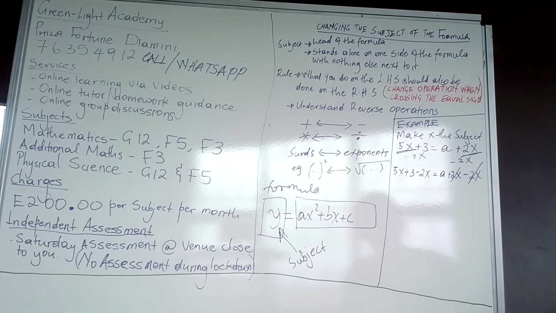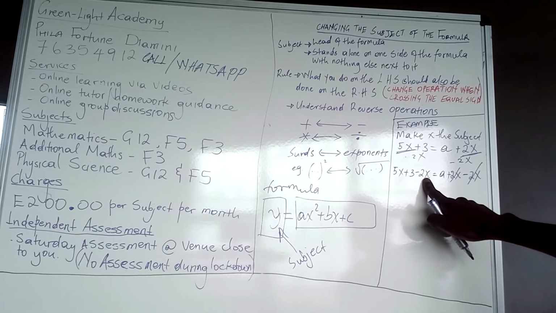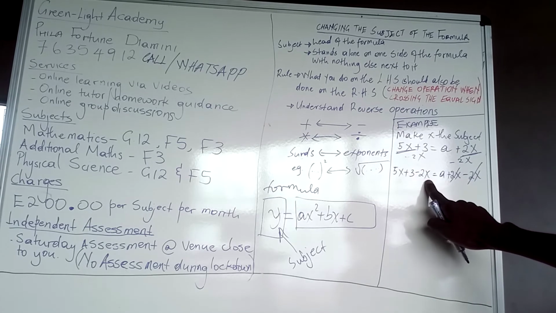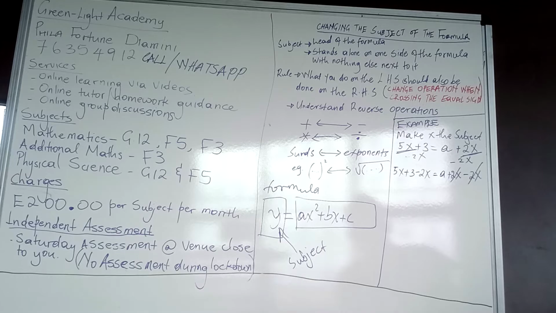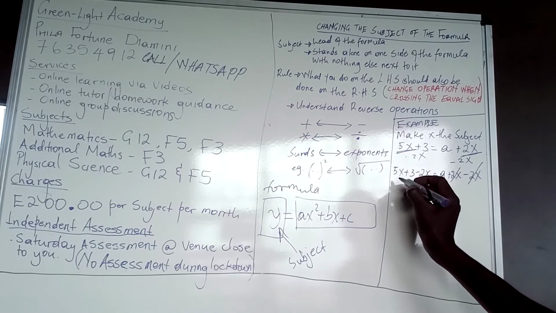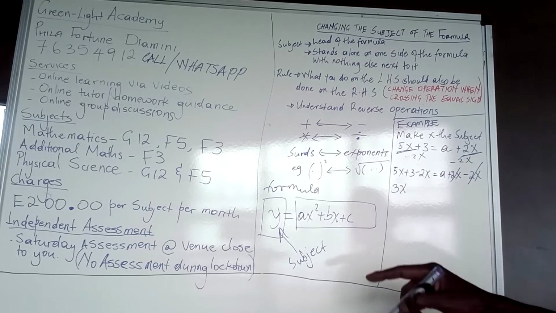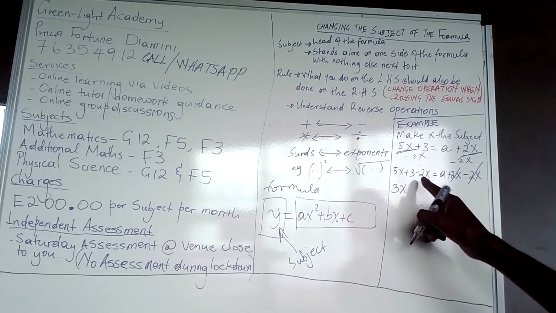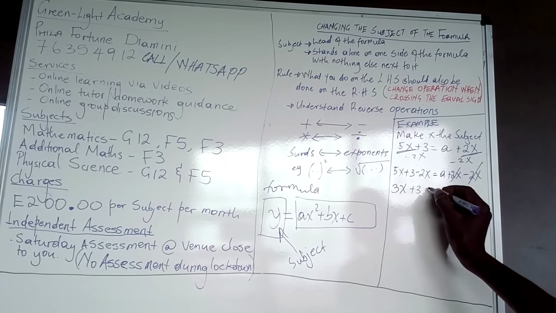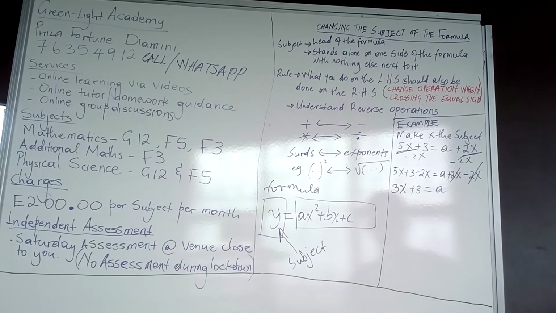The thing goes away. 5x minus 2x, you can't just say it's 0. No, they are not the same. 5 apples minus 2 apples will leave you with 3 apples. 5 bananas minus 2 bananas, you'll have 3 bananas left. So 5x minus 2x, 5 minus 2 gives us 3x, whatever the value of x. Then this 3 is still there. We haven't done anything to it. So plus 3 is equal to a.